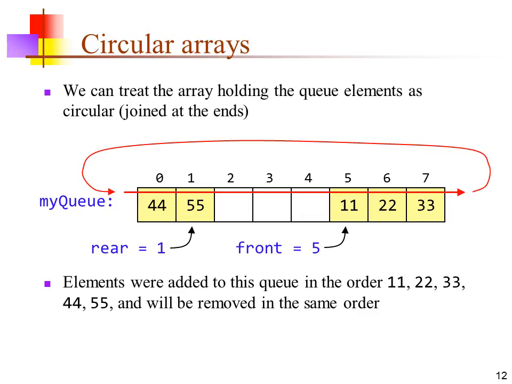Why? Because the array holding the queue elements is treated as circular, we join the ends, so that the rear will move from 0 to 7 and 7 to 0. In the same manner, the front also moves from 0 to 7 and 7 to 0. Elements were added to this queue in the order 11, 22, 33, 44, 55 and will be removed in the same order.